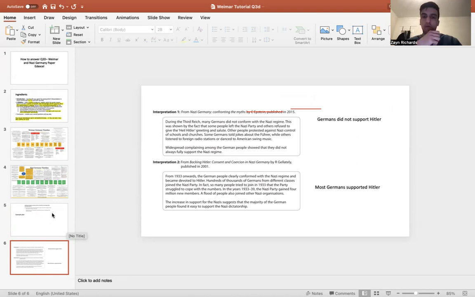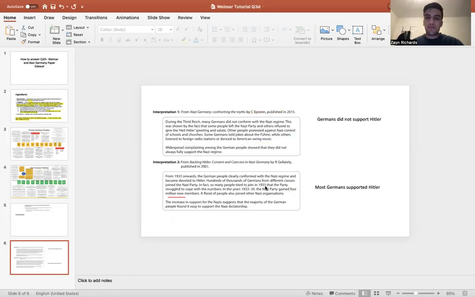Okay. So when it talks about foreign radio stations and listening to American swing music, those are examples of the groups they're talking about, the swing youth, who have very few supporters. So I would say that although there was opposition, it wasn't widespread. Whereas the second part is genuinely correct, where it talks about 4 million new members. We know that to be true because the Hitler Youth, for example, has 8.5 million members at its highest point. Okay. Right. So that's basically what I'm going to be arguing.